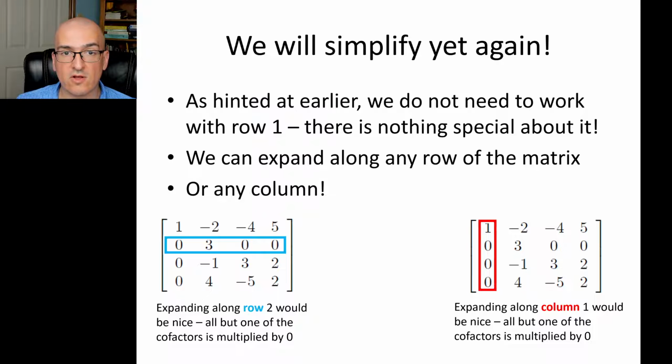We could also expand along column 1. You would get 1 multiplied by cofactor C11 plus 0 multiplied by cofactor C21 plus 0 multiplied by cofactor C31 plus 0 multiplied by cofactor C41. And believe it or not, both of those calculations are going to output the same determinant that we saw already.